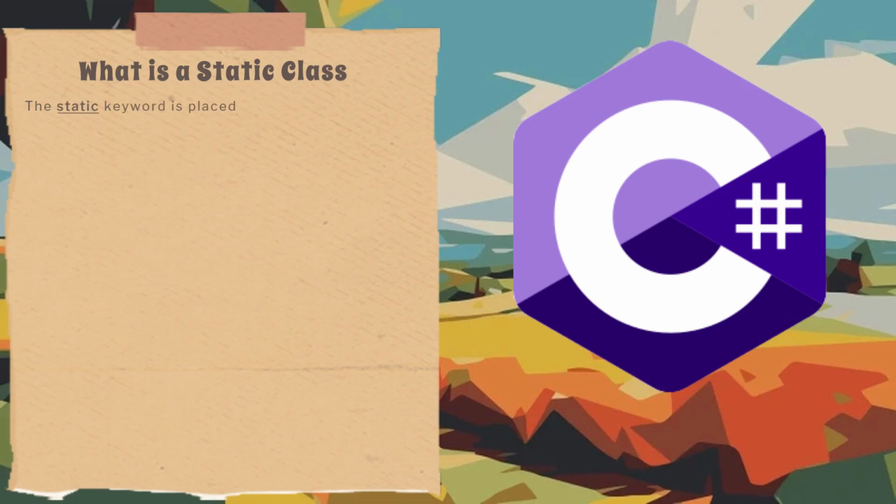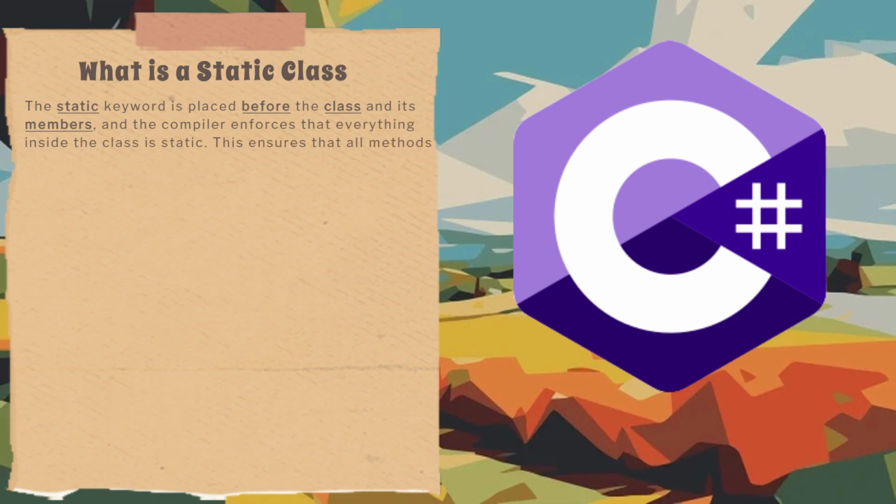The static keyword is placed before the class and its members, and the compiler enforces that everything inside the class is static. This ensures that all methods and properties inside the class are designed to work without relying on instance-specific data.